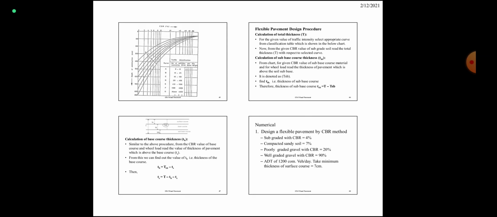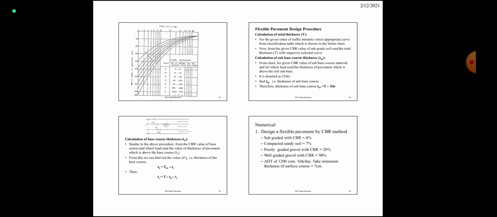For the flexible pavement design procedure, calculation of total thickness. From the given value of traffic intensity, select the appropriate curve from the classification table shown in the below chart. Now, from the given CBR value of subgrade soil, read the total thickness T with respect to the selected curve.